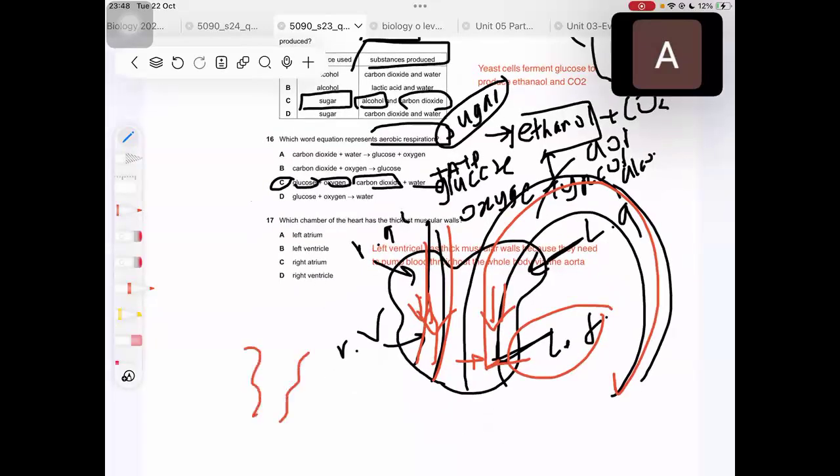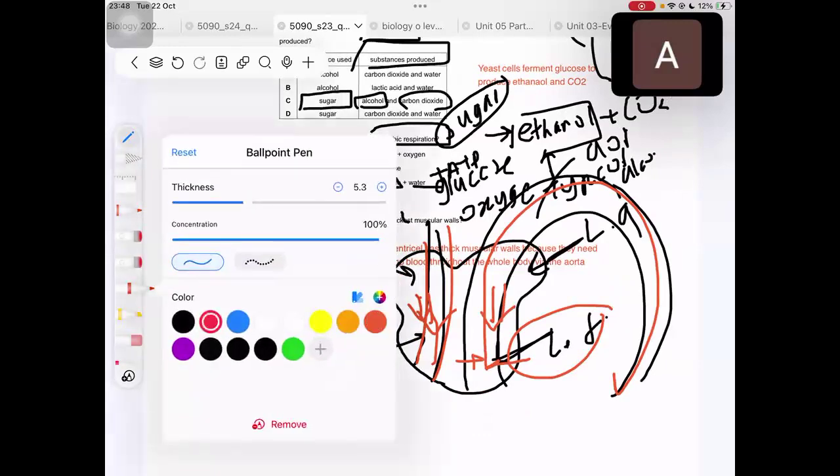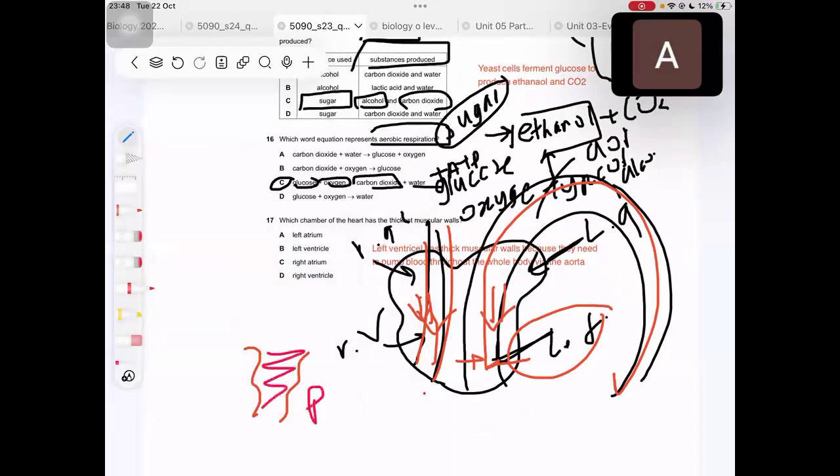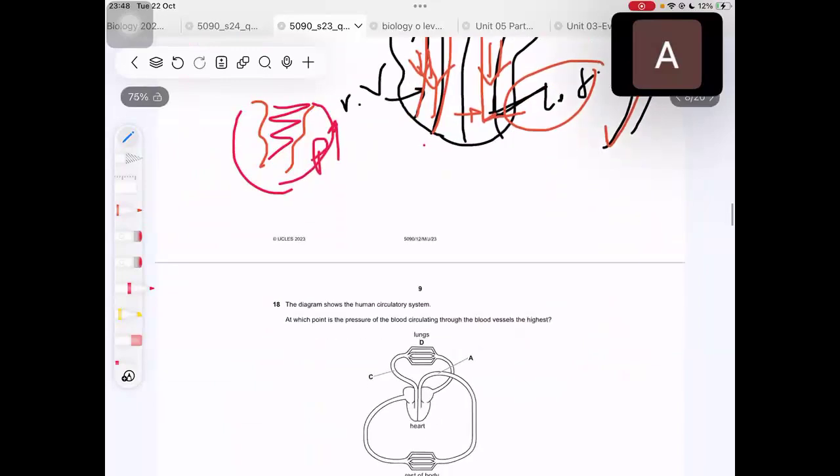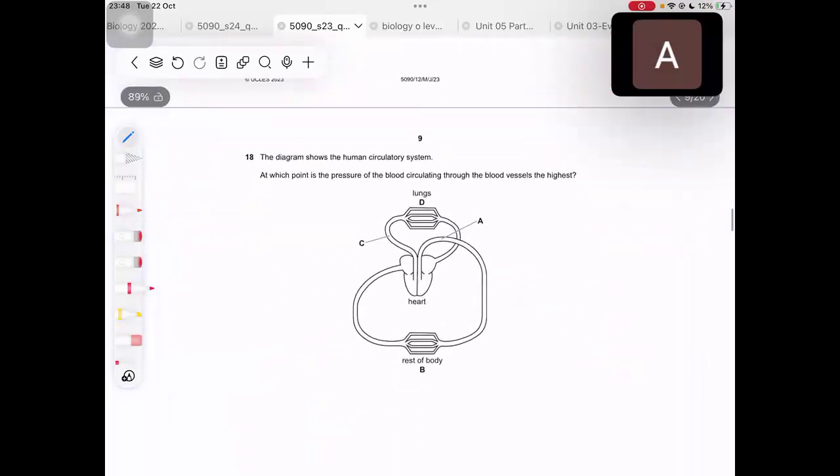Why? When you have thick walls, the pressure of the blood inside that compartment increases. Therefore, blood can move with high pressure. High pressure means it can move into the tiniest ends as well. Therefore, the left ventricle is the one which has the thickest muscular walls. Answer is B.